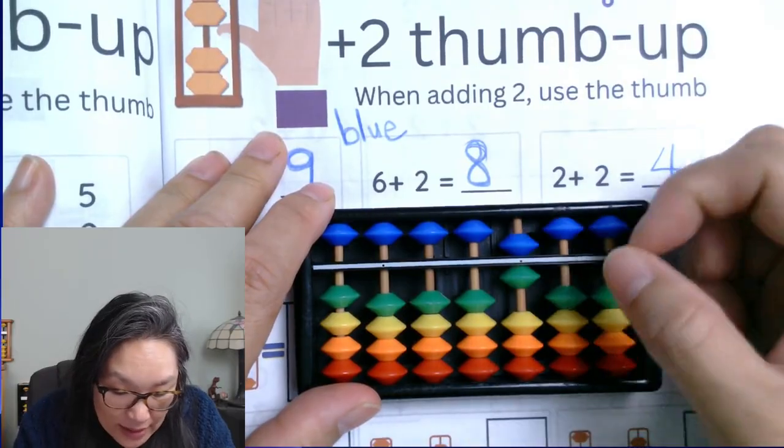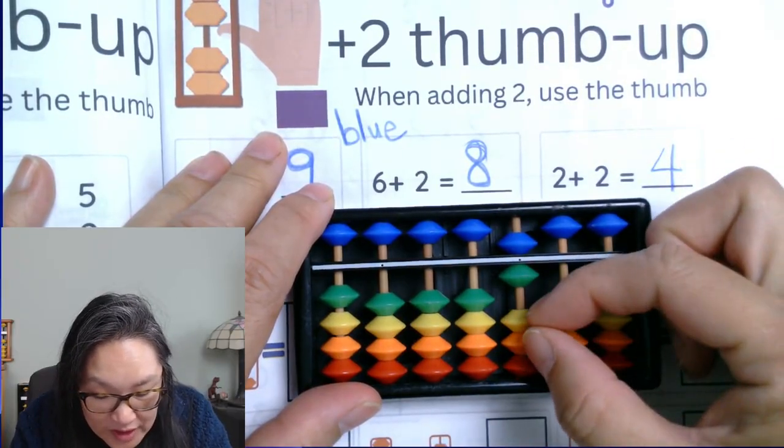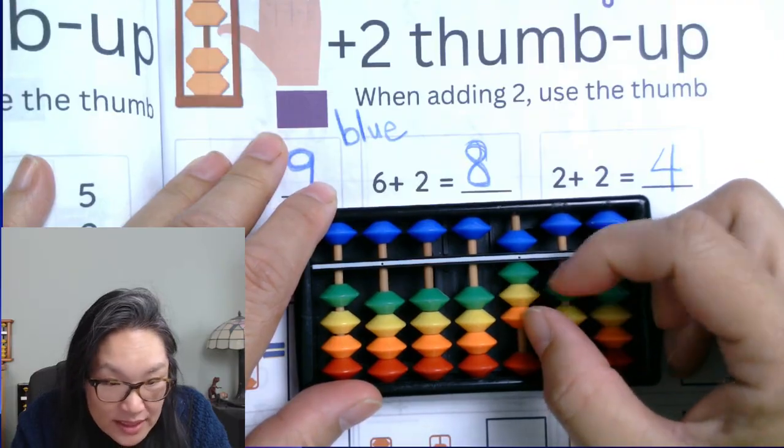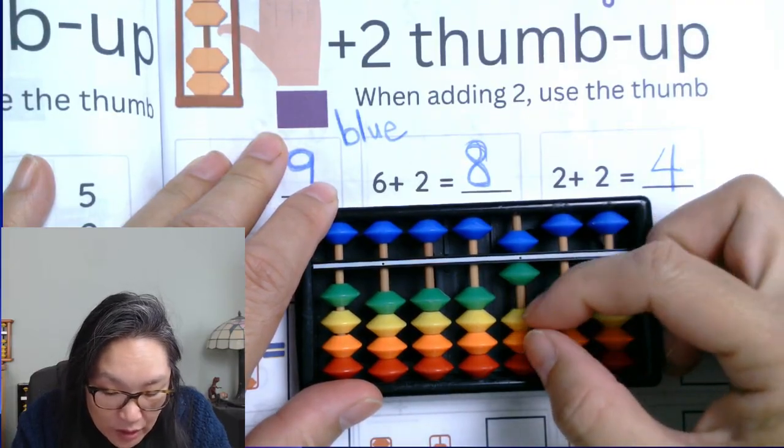So we have 6 and we add the 2. We notice we just need to add these 2 beads. That's all we need to do. It's a simple thing. It's a simple movement and it's not going to be difficult.